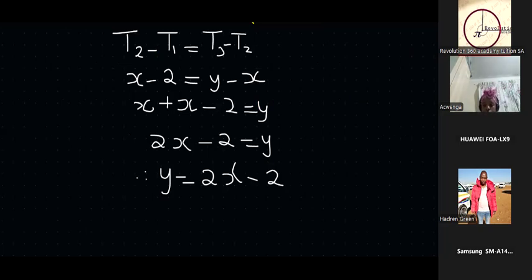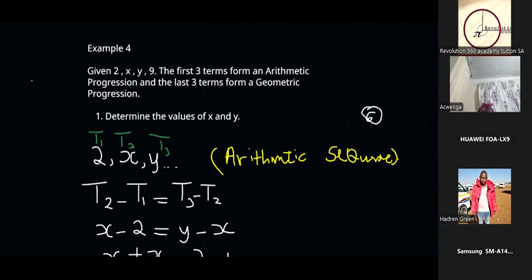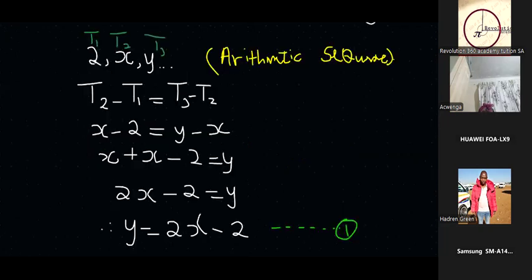And then you go back again. They told you that the first three terms represent an arithmetic sequence, and that the last three terms represent a geometric sequence. For the geometric sequence, you're going to use x, y, and 9. So they told you about geometric.